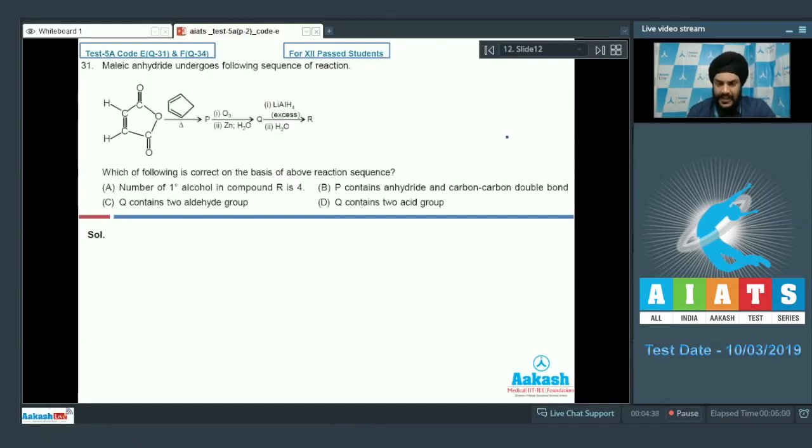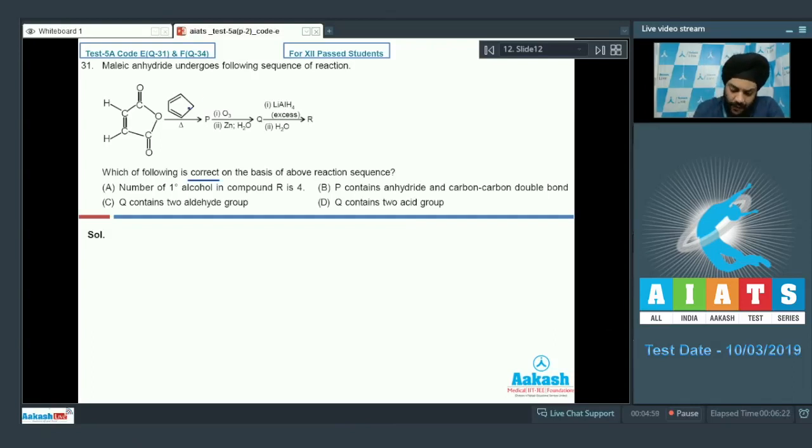Let us look at question number 31 now. Maleic anhydride undergoes the following sequence of reactions. We have been given a substrate undergoing a sequence of reactions as mentioned, leading to the formation of products P, Q, and R. The examiner seems to be interested in the correct statements of the following. So we have to comment on the structures of P, Q, and R.